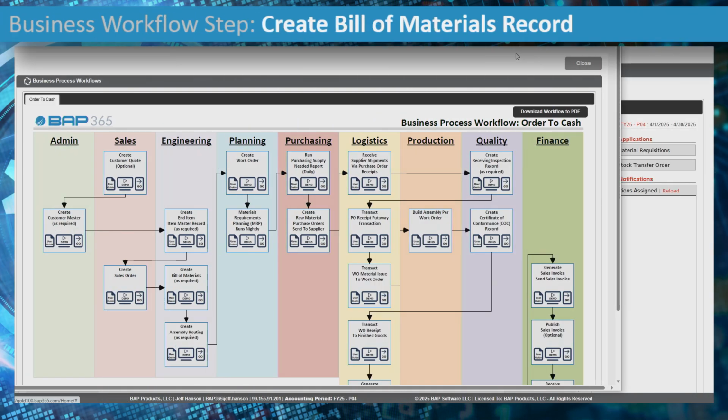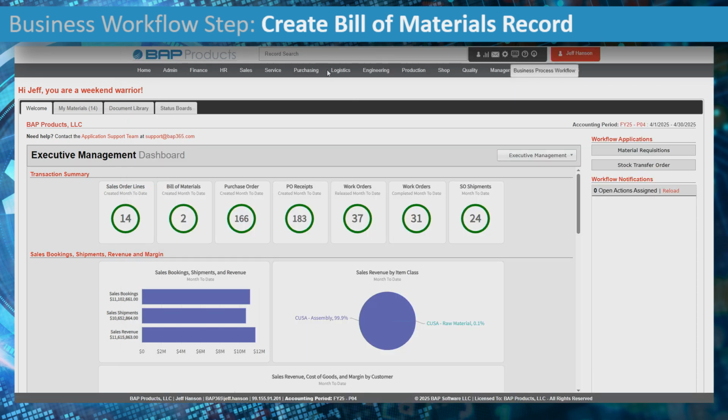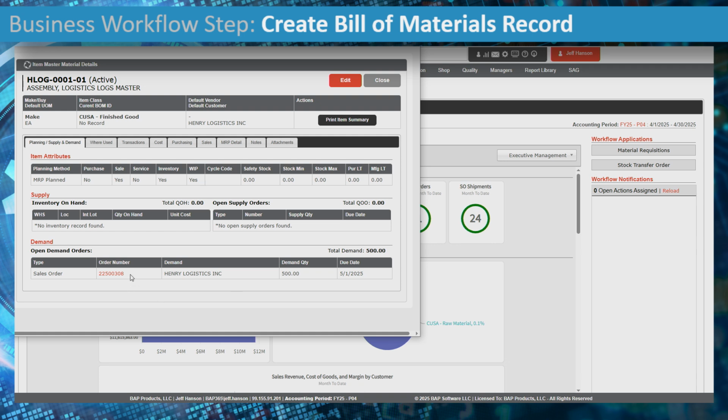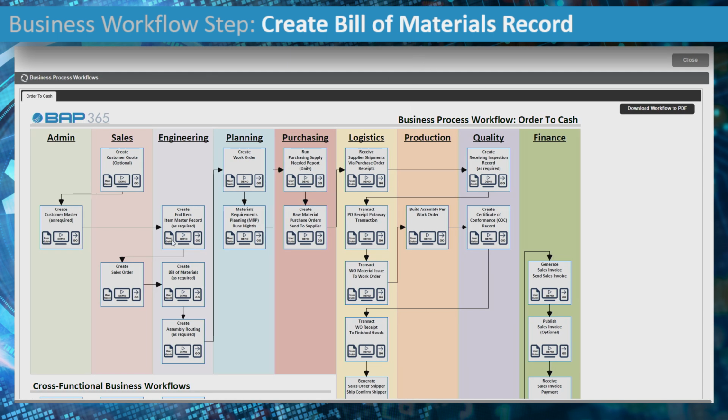All right, we're at the 5th step of the order to cash business workflow, and in this case, that would be create bill of materials. In the last step, we created the sales order for the item in question. So I'm going to look up this item. Here's our sales order number. Here's our item number. But in this case, we need to create the bill of materials to build this item. So that's step number 5 here, and let's go do that.